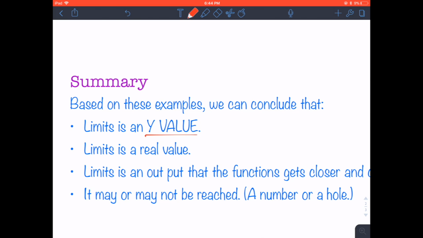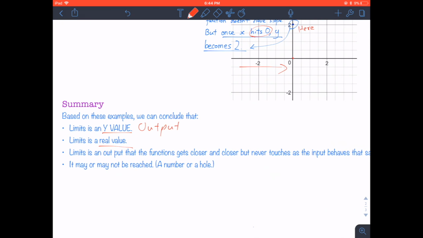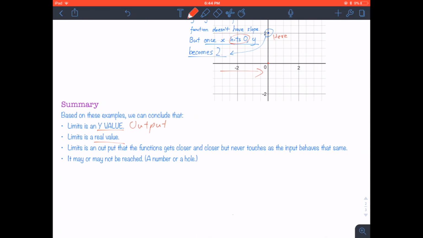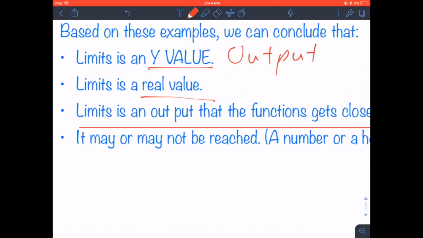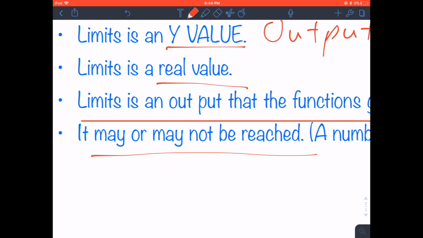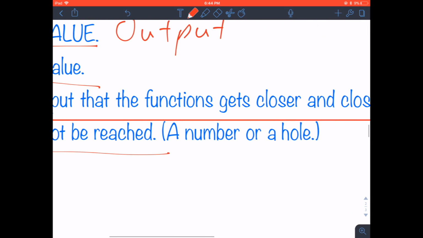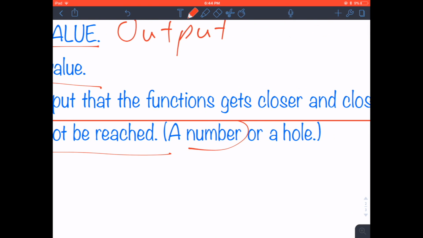So based on the above, the first point is that the limit is a y value, an output of a function, and the limit is a real value. The third one is the concept of the limit, which is that it gets closer and closer but does not touch. And the last one is that the limit may or may not be reached, which means it is either a number that was shifted away or a blank hole.